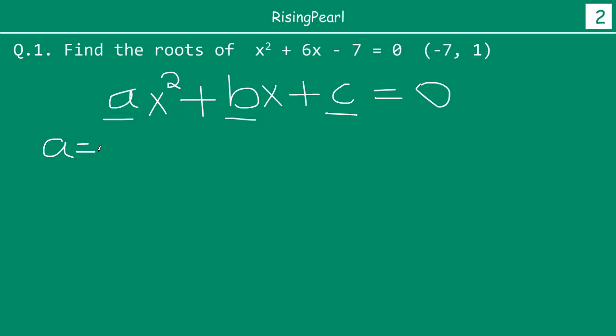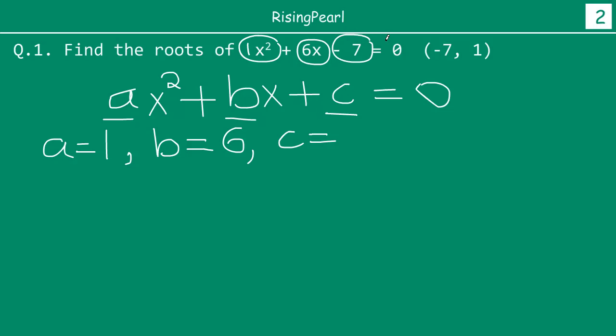So ax squared is this term, so the coefficient for x squared is 1, so a should be equal to 1. Now let's write b, so plus bx, so plus 6x, so b should be equal to 6. And then c, so here this is minus 7, so c should be minus 7. Why? Because we can think of minus 7 as plus minus 7, and we have plus c. So c equals minus 7.